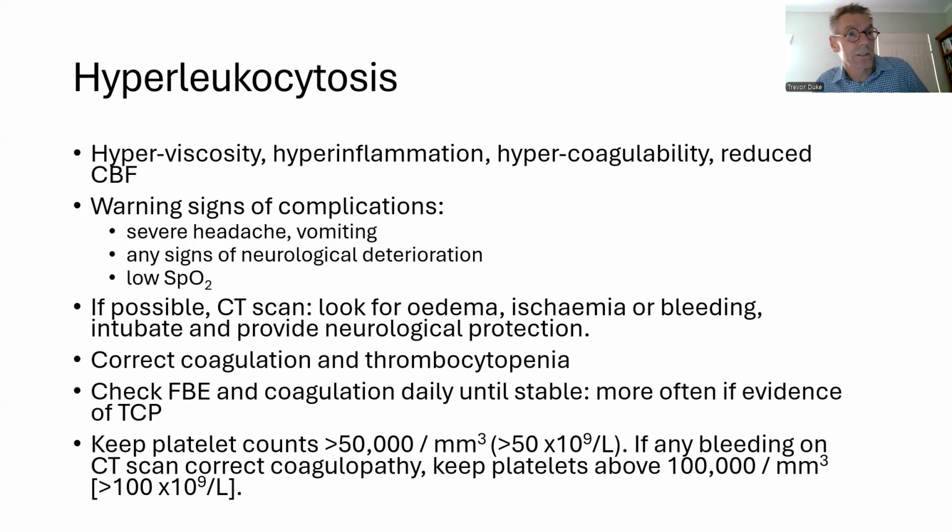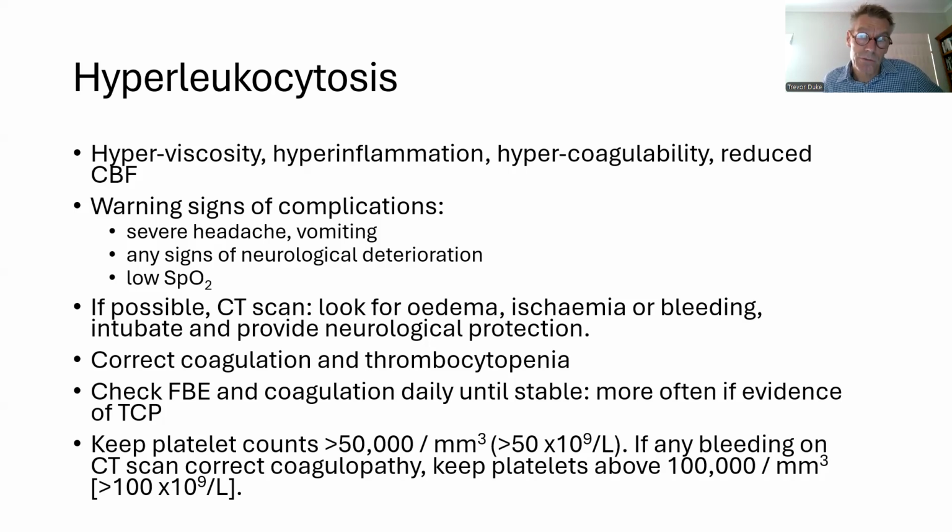There are some warning signs for such children, and I always think that if you've got a child with a new diagnosis of ALL or AML and they've got a high white cell count that's approaching 100,000 and they develop severe headache or vomiting, or they have any signs of neurological deterioration, or they've got a low oxygen saturation, then you should really be thinking about, have they got hyperviscosity syndrome, hyperleukocytosis, and is that causing impairment of their cerebral blood flow? Are they at risk of strokes? Are they at risk of pulmonary thrombosis, etc.?